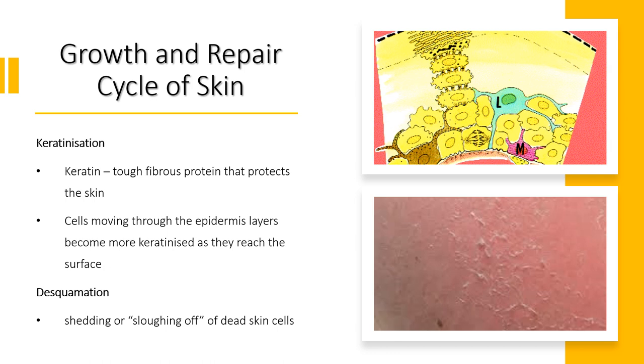The growth and repair of the skin is really down to keratinization. Keratin is a tough fibrous protein that protects the skin. And the cells, as they move from the basal layer through the 5 layers of the epidermis to the corneum, become more keratinized as they reach the surface.